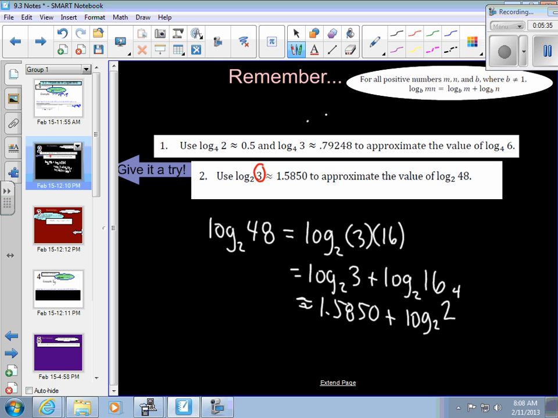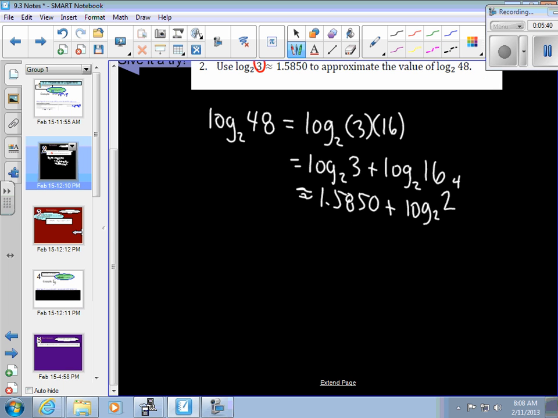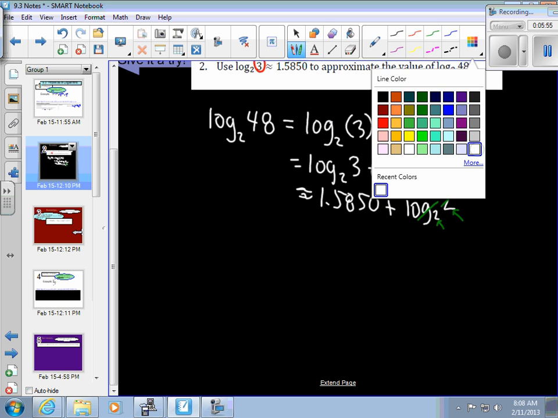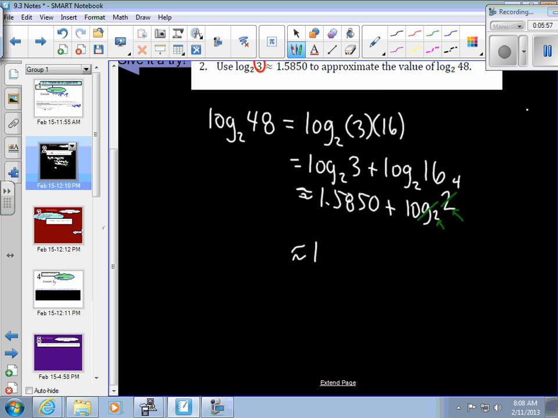Now, I won't expect you to know this right away when doing logs, but if you get something like this, where the base right here matches the base of the exponent, they really just cancel each other out. So what you're left with is that the log base 2 of 2 to the 4th power just equals the exponent of 4. So this is going to be about equal to 5.5850.